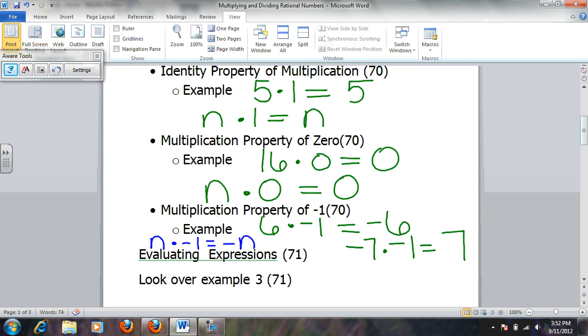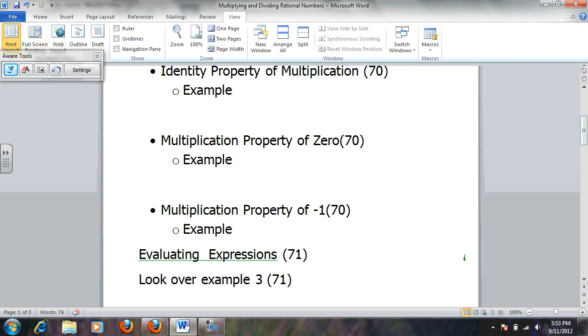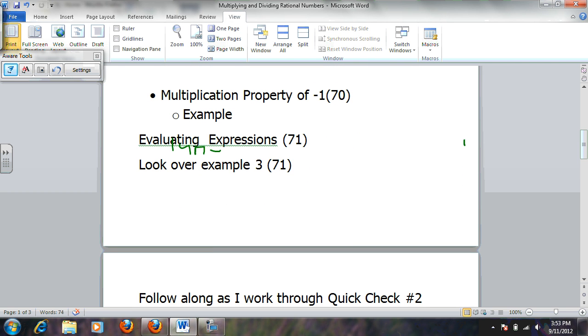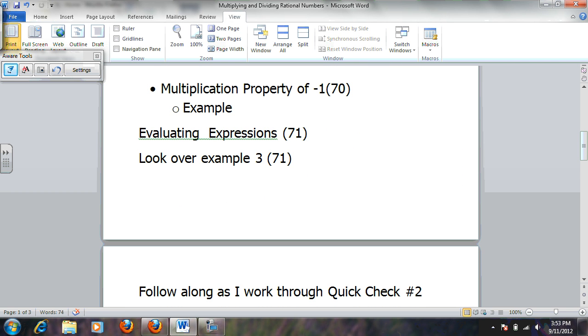The rest of page 70 talks about the conjectures that we made based on the activity on page 69. So we're going to move on to applying these properties, and that is on page 71. Evaluating expressions. Let's look at example 3 on page 71.